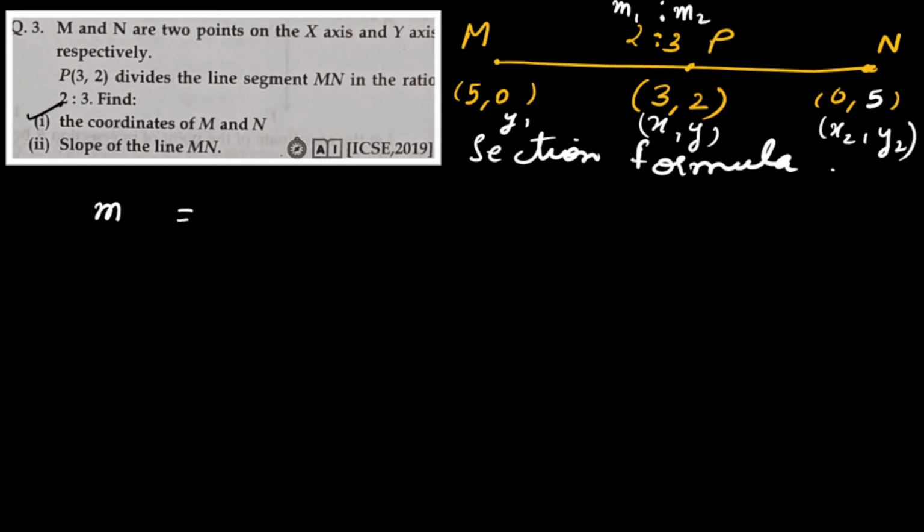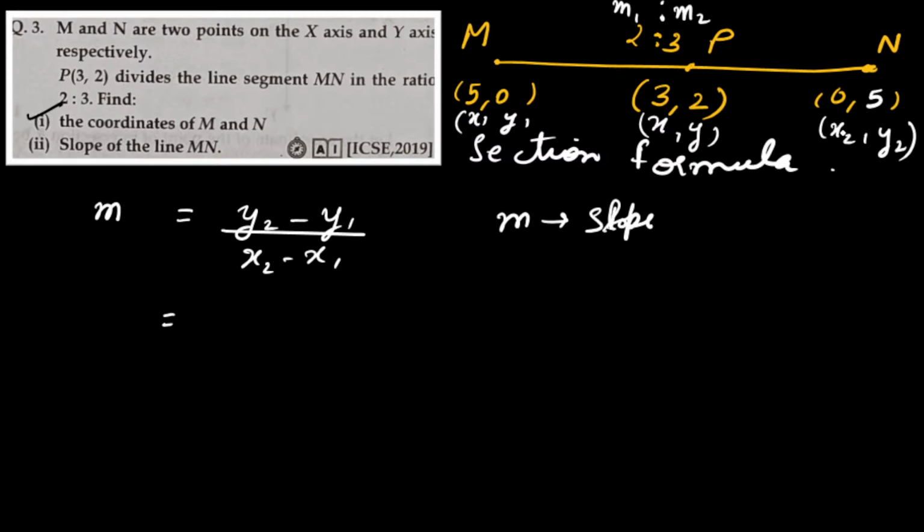So slope we write with small m. Its formula is (y2 minus y1) by (x2 minus x1). When coordinates are given to us, we can use this slope formula. So m is equal to, with small m we write slope. So what's the slope of this line MN? We already know the coordinates, the same we will write. M's coordinates I am writing as x1, y1, N's coordinates I am writing as x2, y2.